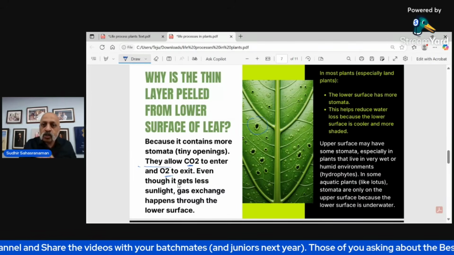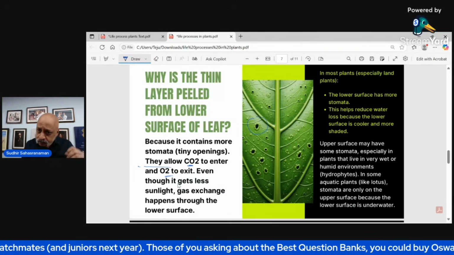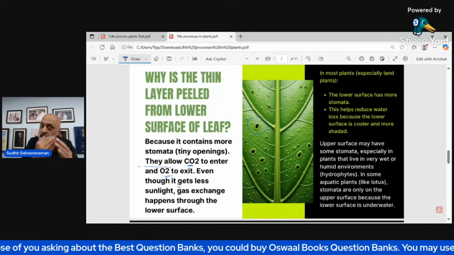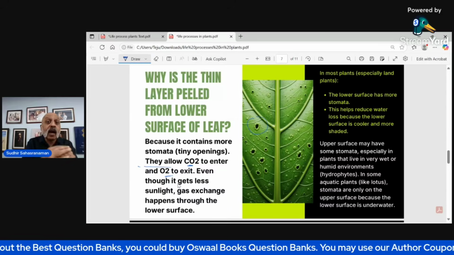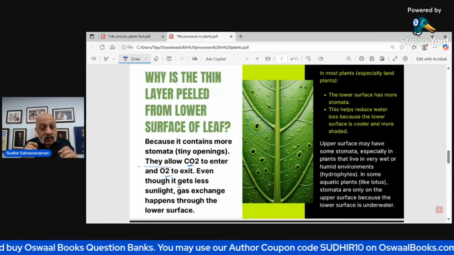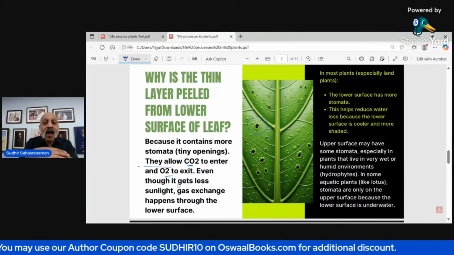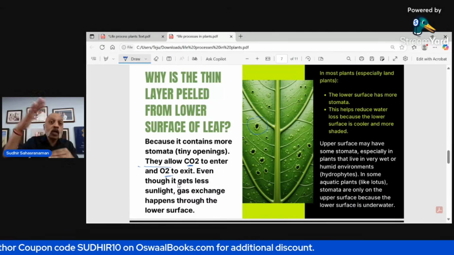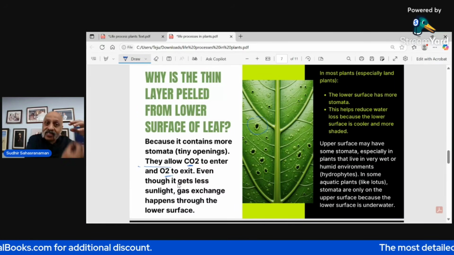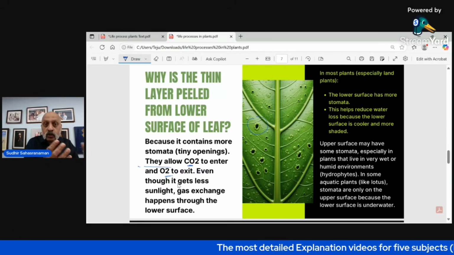In most plants, especially the land plants, like these plants which I've got here, the lower surface has more stomata. Like this money plant, the lower surface will have more stomata. The upper surface will not have that many stomata. It will have, but very few. This helps reduce water loss because the lower surface is cooler and more shaded. It's not exposed so much to sunlight, so the plant will not lose water. The water that it is getting through the roots will be stored. It will not lose so much water.